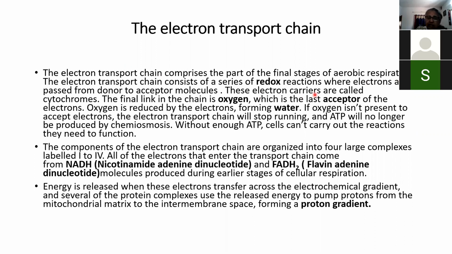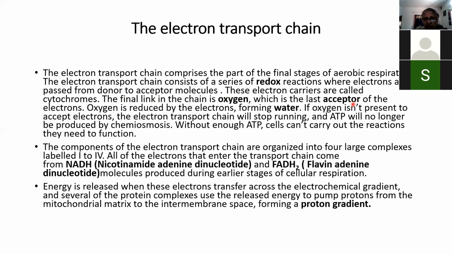So what are redox reactions? It is simply that electrons are passed on from a donor to acceptor molecules. When there has to be movement of these electrons, we have to have what are known as electron carriers. And these electron carriers are called cytochromes. The final link of this chain is oxygen, which is the last acceptor of the electron.